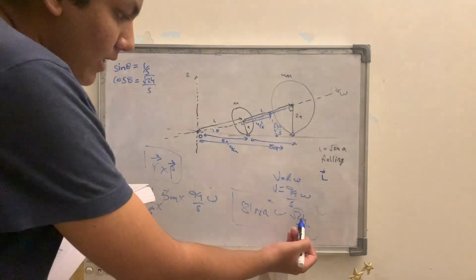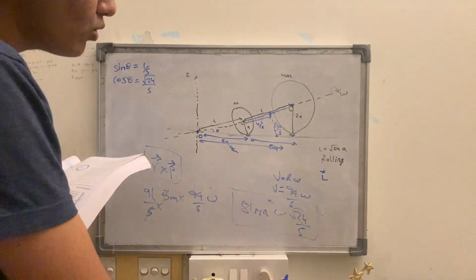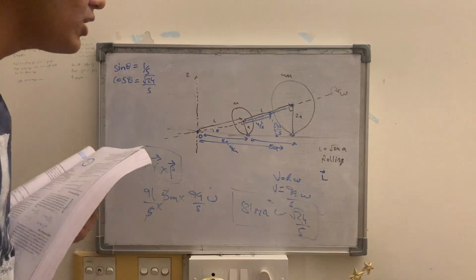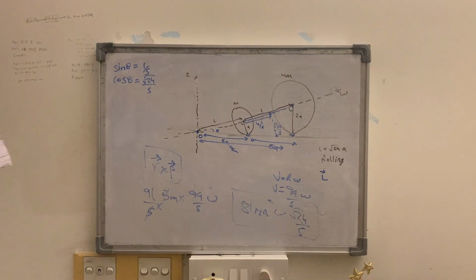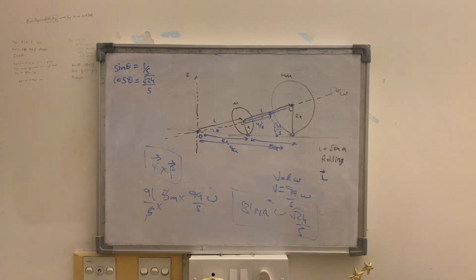If you see, root 24 is very close to 5, but it is not exactly equal to 5, so this is not exactly equal to 81 m a square omega. It is very close to it, but not exactly equal. So this option is wrong. The angular momentum of the center of mass of the assembly about the point O is not 81 m a square omega. Okay.